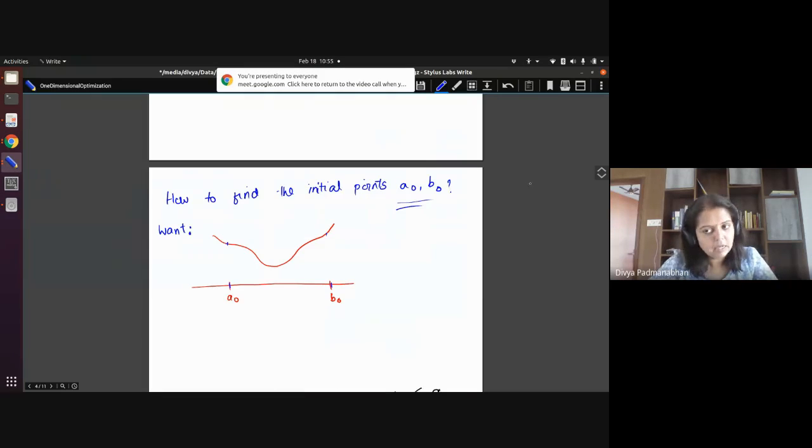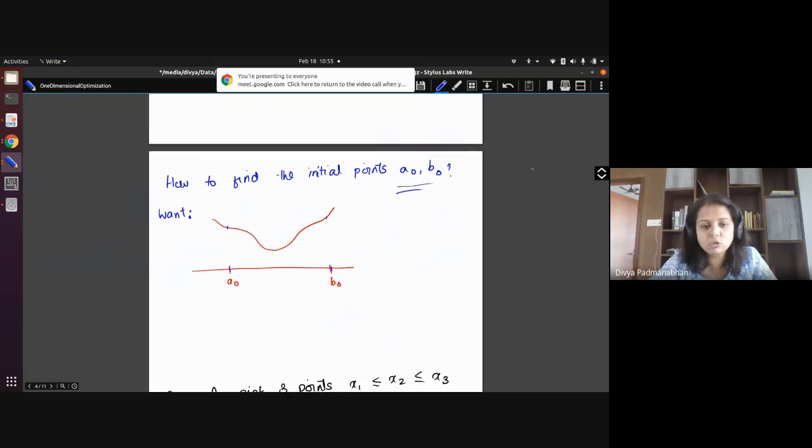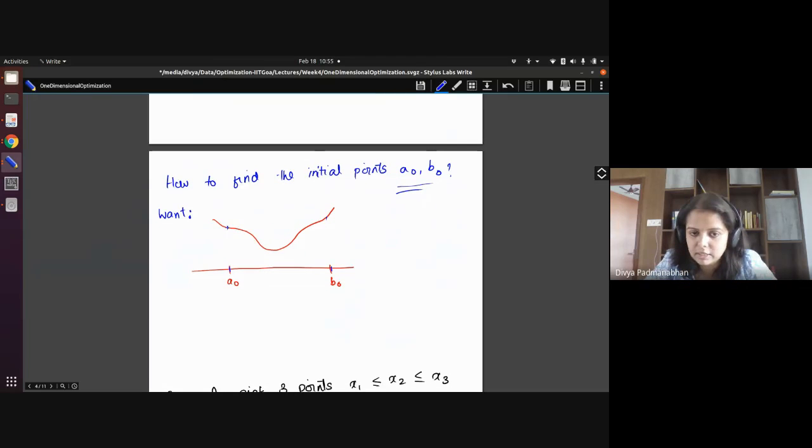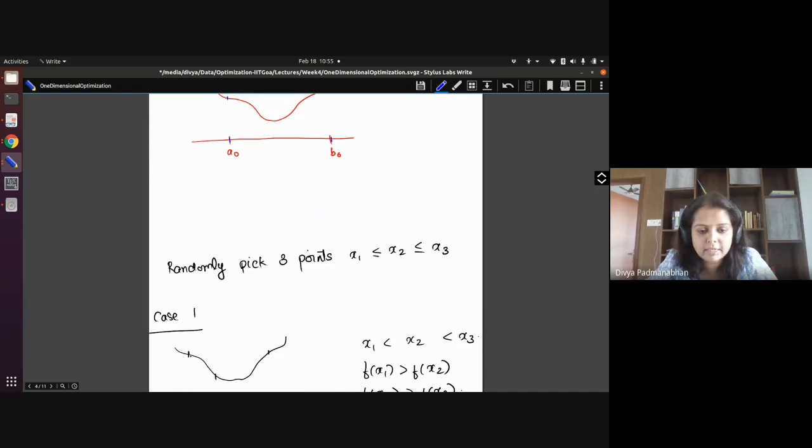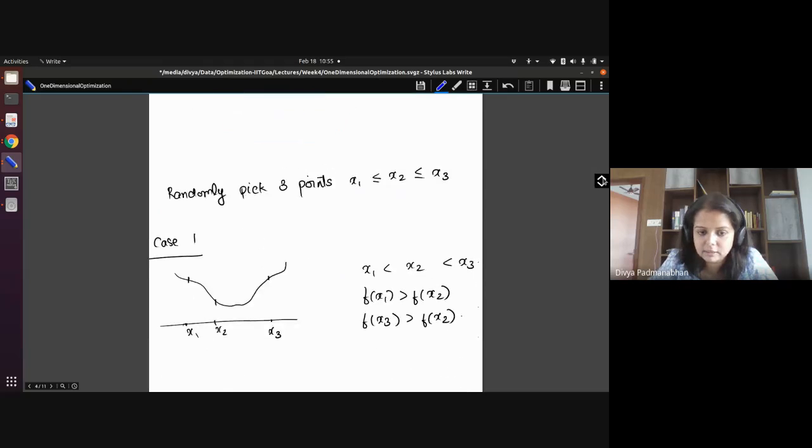Now, another way to do it is you just pick some 3 points and estimate the function value. So what you wanted was something like this. You wanted an x1 like this. So x1, x2, x3: some 3 points where the function value at x1 is greater than at x2, and at x3 the function value is greater than at x2. So these 2 points have function values greater than some point in the middle. So you just randomly pick 3 points, and if you have this, you're already done.